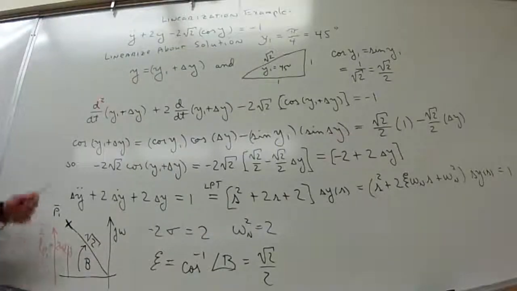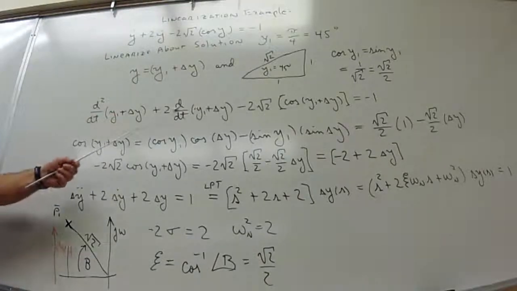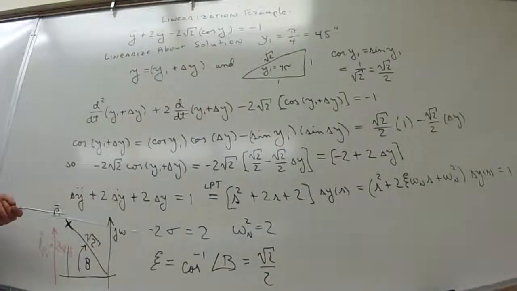When I take the second derivative of y1, which is an equilibrium, it's going to be 0. And the derivative of y1 is going to be 0 because y1 is a constant. So the only term I'm going to have trouble with is this cosine, because the cosine for a small perturbation has to be mapped out with a trig identity.